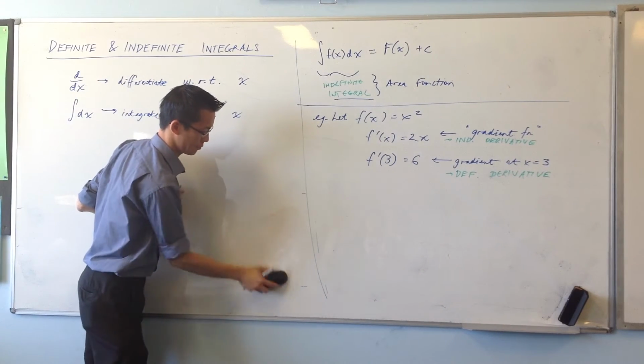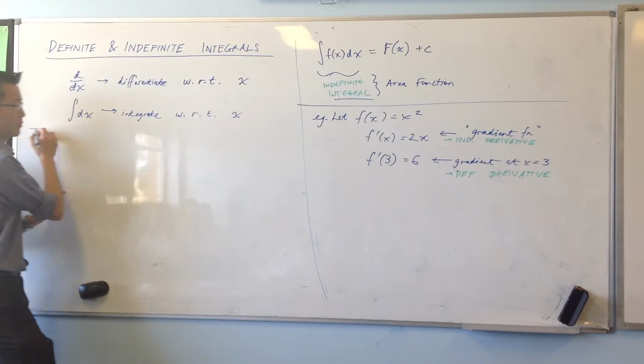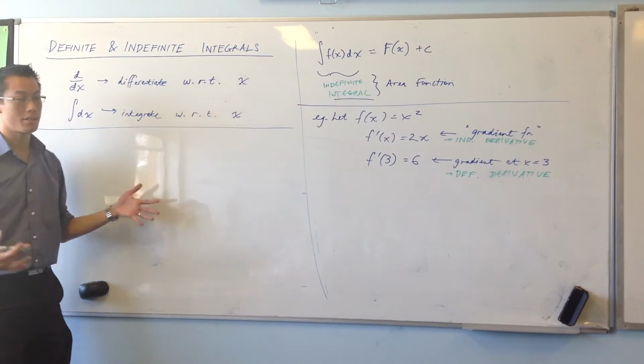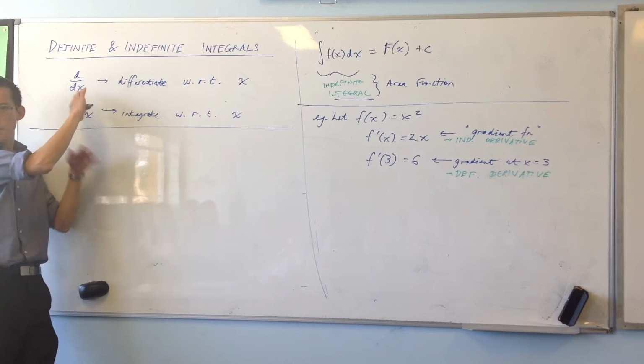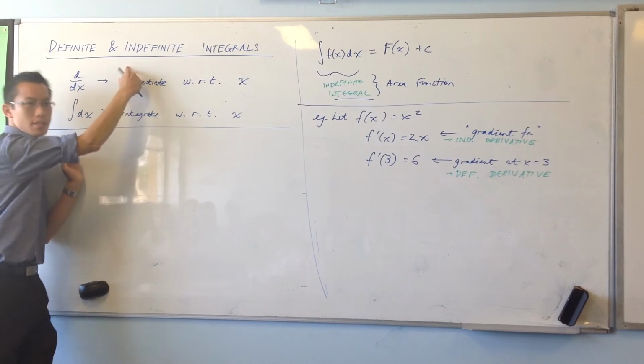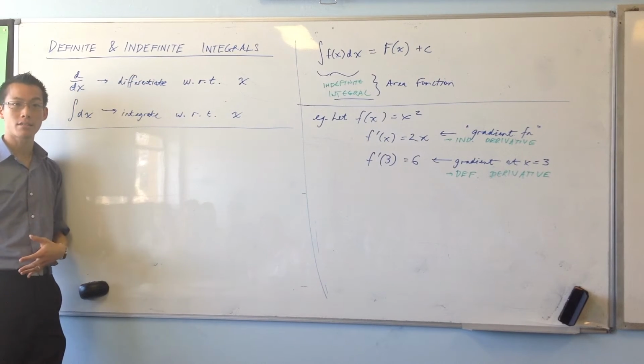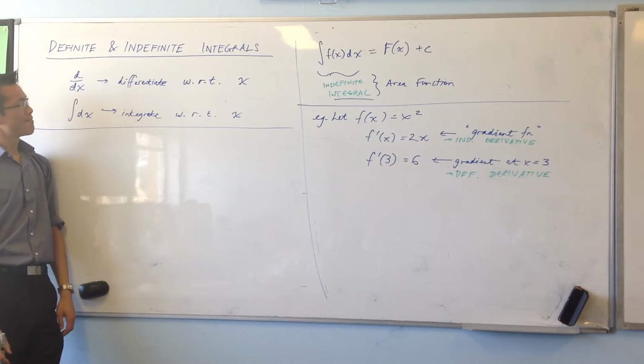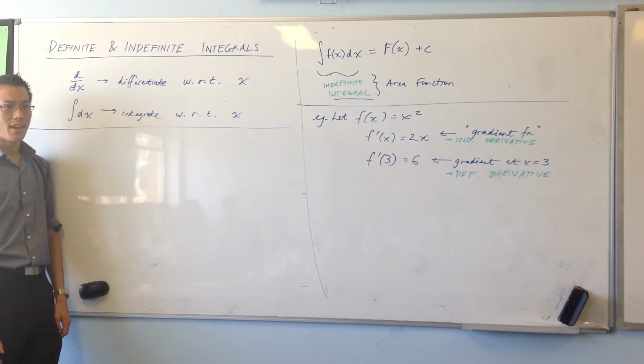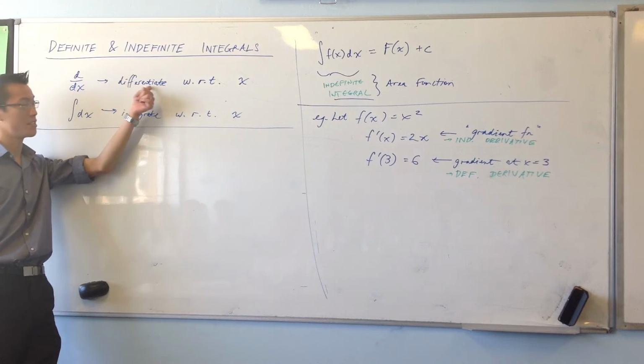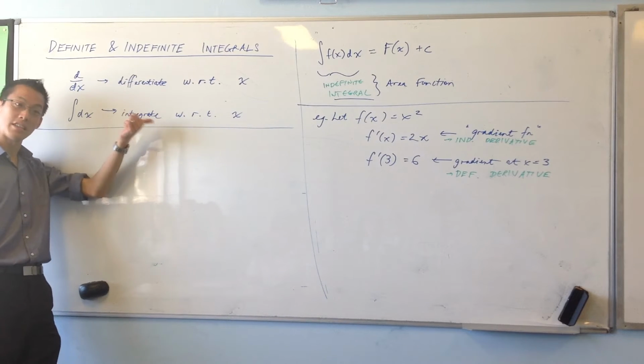Wait, sorry, did you say they're called differential operators and integral operators? Yeah. So this thing on its own doesn't mean anything, right? It's like do this to something. It's a verb. It needs an object. Okay, does that make sense? Yeah. Wait, okay, what are they called? Operators. Differential operator because it differentiates, and the integral operator because it integrates.